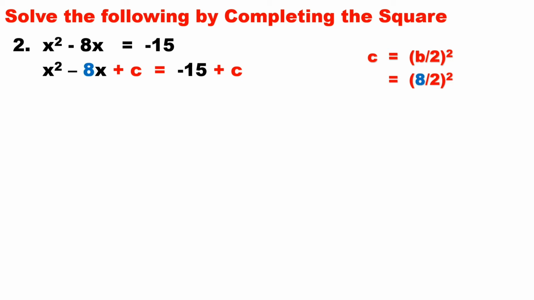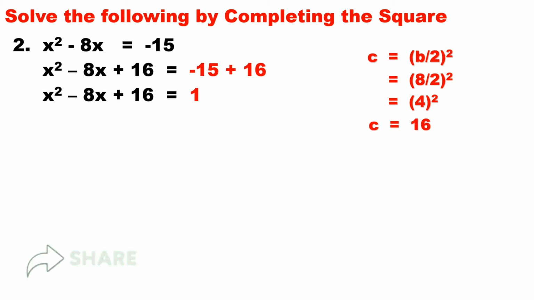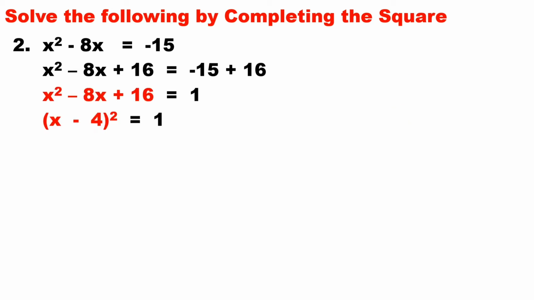The value of b is 8, divided by 2 is 4, 4 squared equals 16. 16 will be added to both sides of the equation. Simplify the right side. Negative 15 plus 16 equals positive 1. The left side expression x squared minus 8x plus 16 is already a perfect square trinomial whose factor is quantity x minus 4 squared.